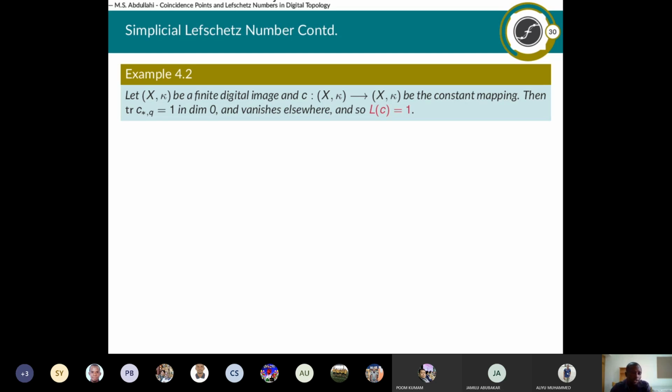One trivial example is that of a constant mapping. For a constant mapping, the Lefschetz number is always going to be 1. Why is that? Because the trace on the zero chain is always going to sum up to 1, and the higher dimensional ones will always vanish, meaning they are going to be 0. So when we sum it up, we end up with the Lefschetz number of a constant mapping being equal to 1.